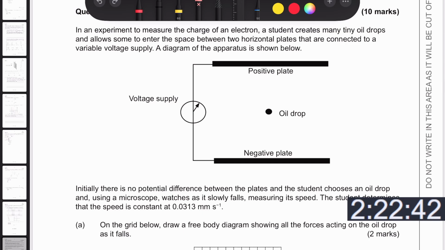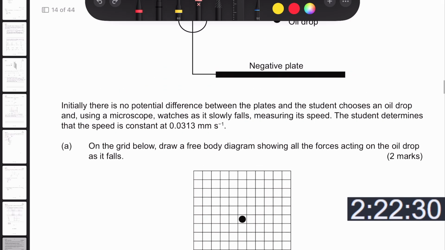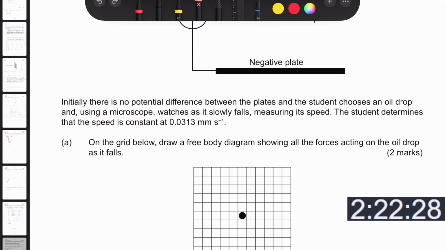In an experiment to measure the charge of an electron, a student creates many tiny oil drops and allows some of them to enter the space between 2 horizontal plates that are connected to a variable voltage supply. A diagram of the apparatus is shown below. Initially, there is no potential difference, and the student chooses an oil drop and using a microscope watches it as it slowly falls, measuring its speed. The speed is constant.